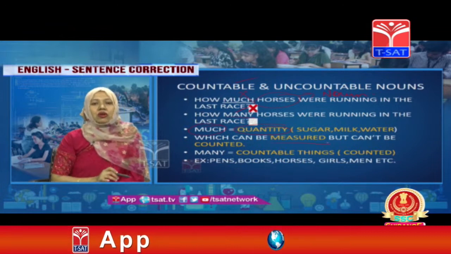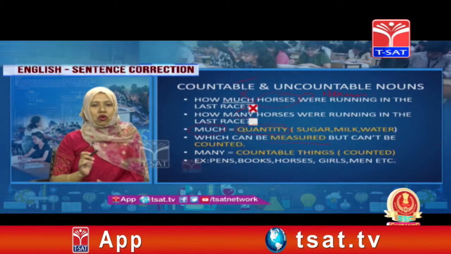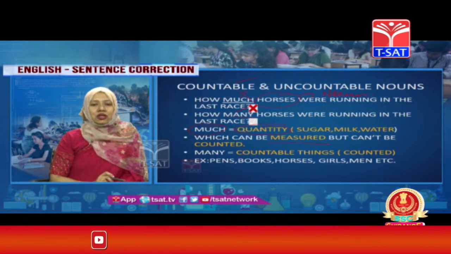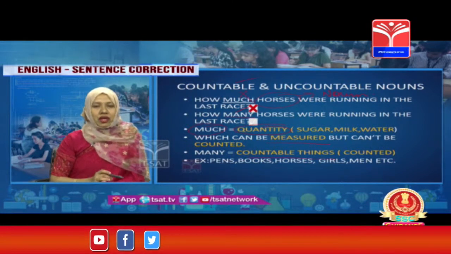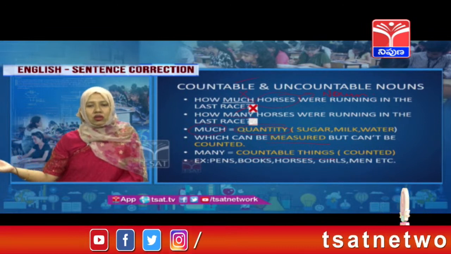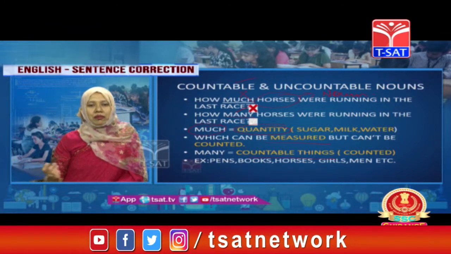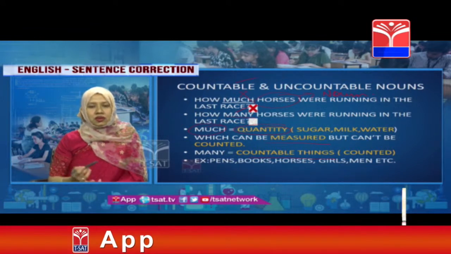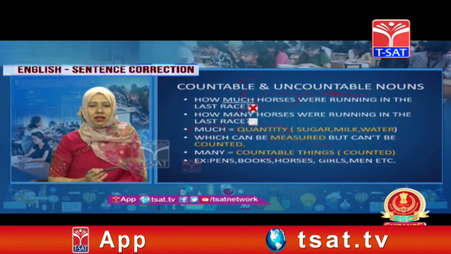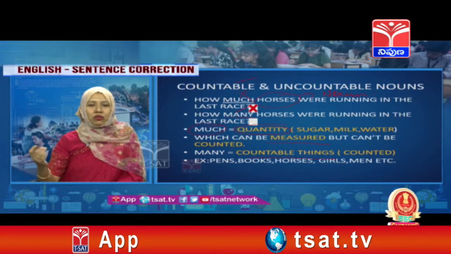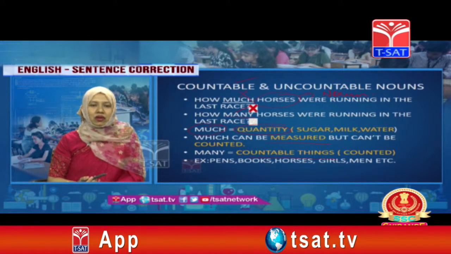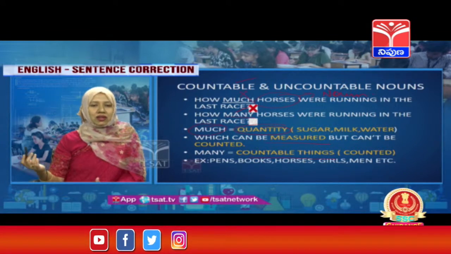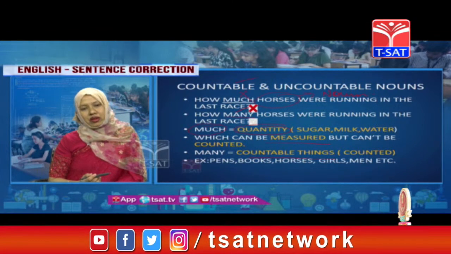Much is used for measured things, for some quantity. Many is used for countable things. We can count pens, books, horses, girls, people, bottles, rooms. So all these are countable things. We should say how many rooms are there in this building, how many flats are there in this apartment, how many flats are there in this building.